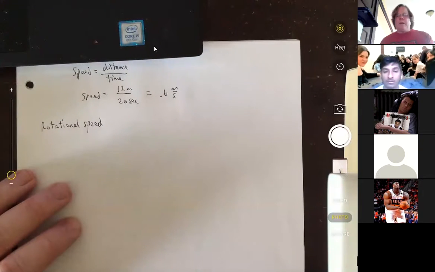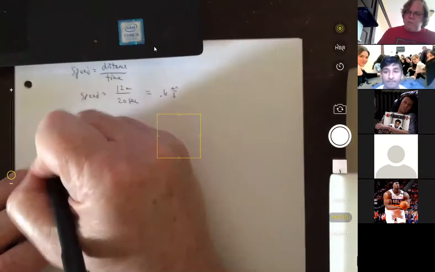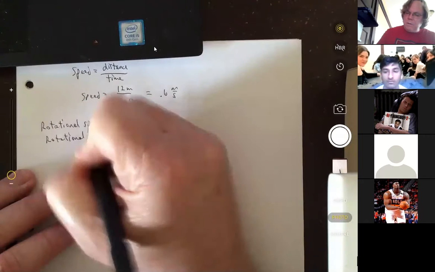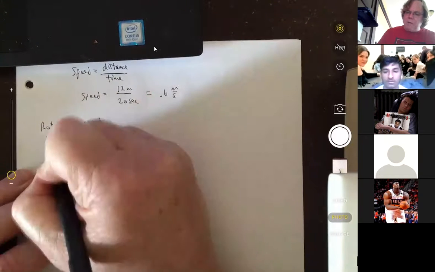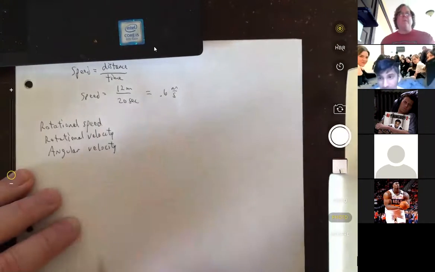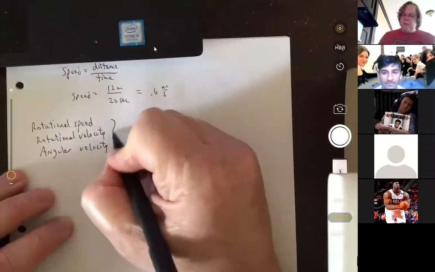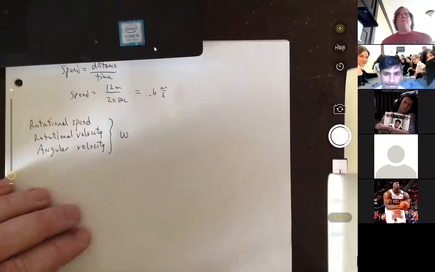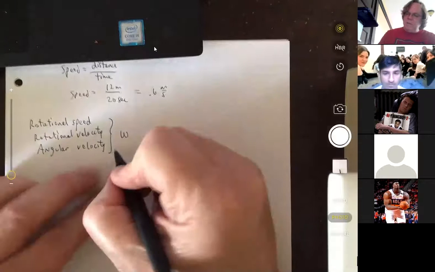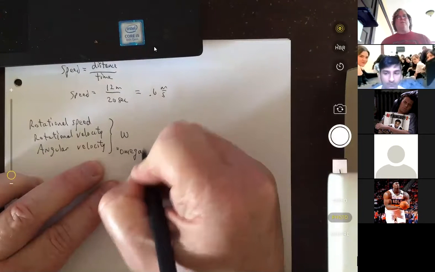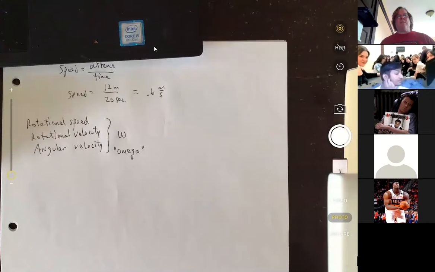Rotational speed. There's other names for rotational speed. It's also called rotational velocity. It's also called angular velocity. And all of these is named by a Greek letter that looks like W, but actually we pronounce it omega. So this rotational speed, rotational velocity is called omega.